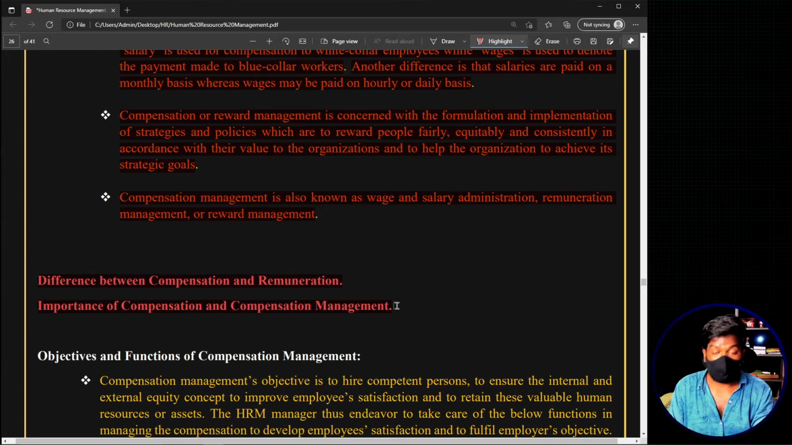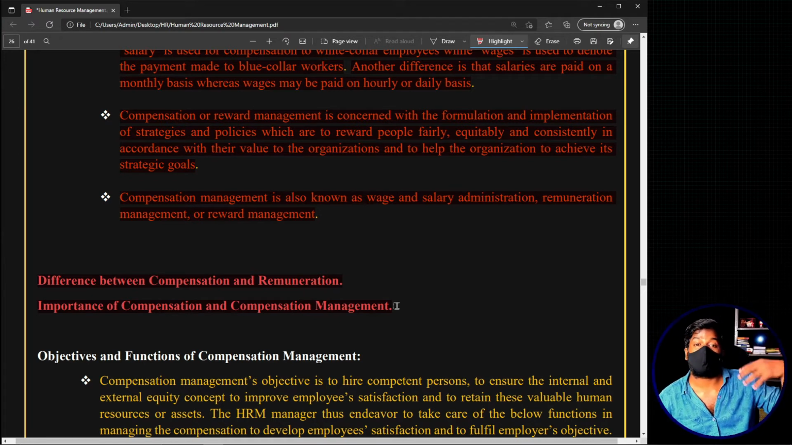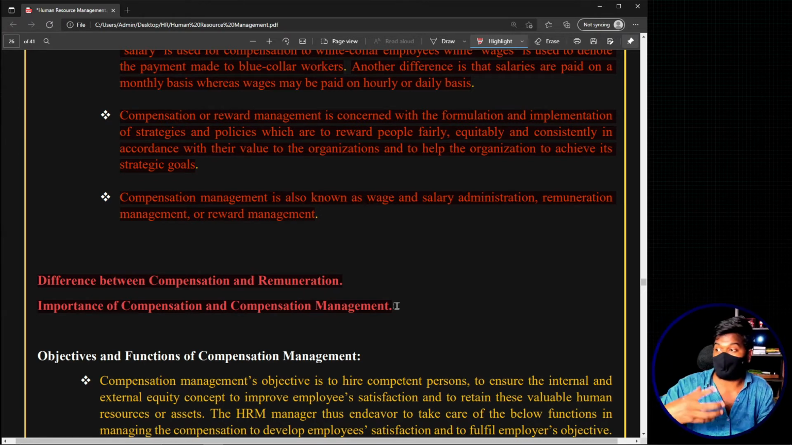Okay, now moving on to the next topic, we are going to look at the objectives and functions of compensation management in organizations. In this topic you will also find information related to the importance of compensation, the purposes of compensation, and the contribution of this entire compensation management concept in organizations.